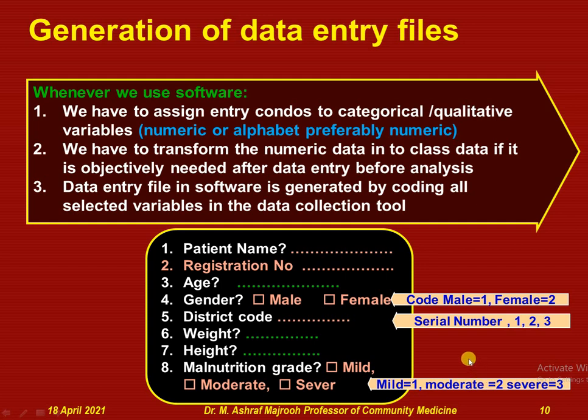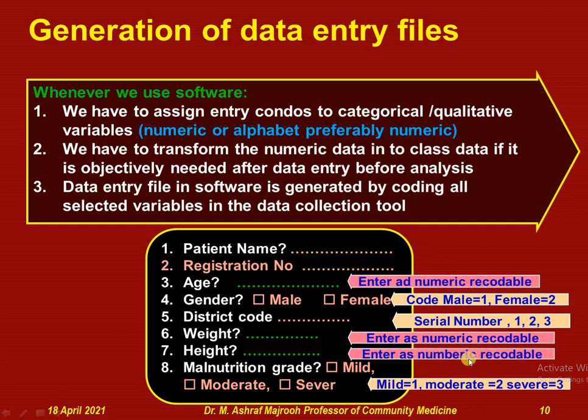The numeric variables are usually entered as such, and they are liable to be recoded after the data entry. For example, age is entered as such as a numeric variable and is recodable after the data entry. Similarly, weight and height are entered in numeric form and they are recodable through the computer software.